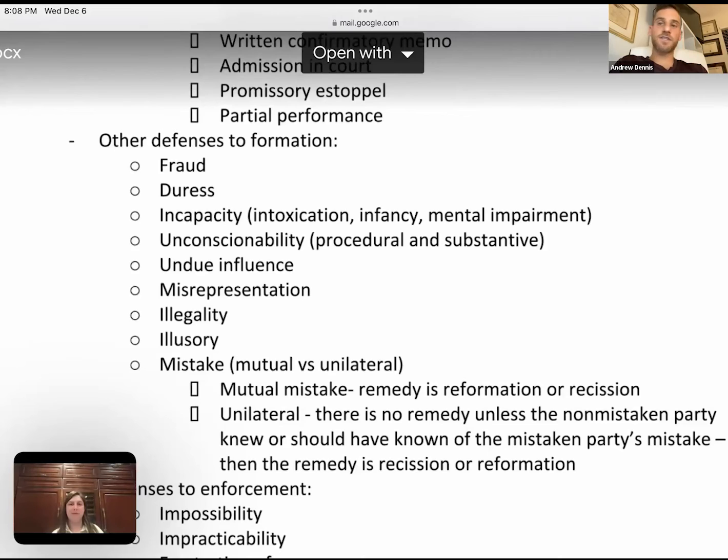Okay, other defenses to formation, you could just list them out. Other defenses, remember, be careful. You're not going to get a point for just listing all the defenses, but it does kind of help you if you mentally or physically list them all out and then apply the ones that are most applicable. That's kind of my way of writing: show the reader all the defenses.